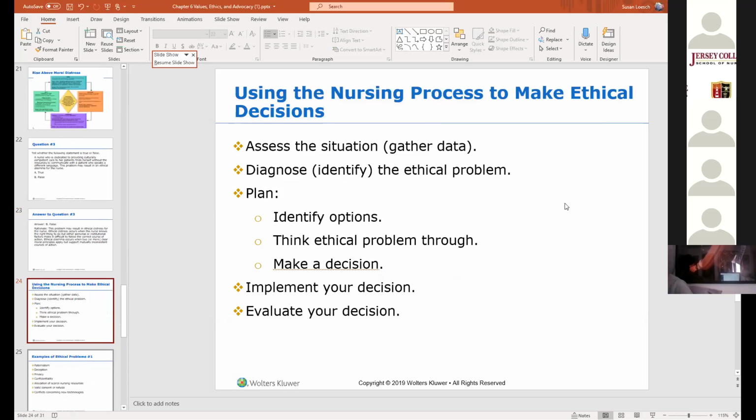You can use the nursing process to help make ethical decisions. So you gather the data and you assess it. You diagnose, make a plan, identify your options, think about the ethical problem, make a decision. Once you've made the decision, before you implement it, think about what your outcome's going to be. Then you can decide to either implement it or not implement it. Once you implement it, you go back and evaluate that decision.